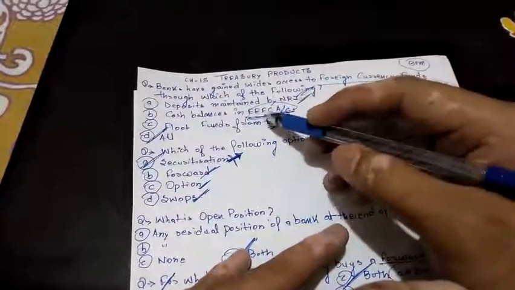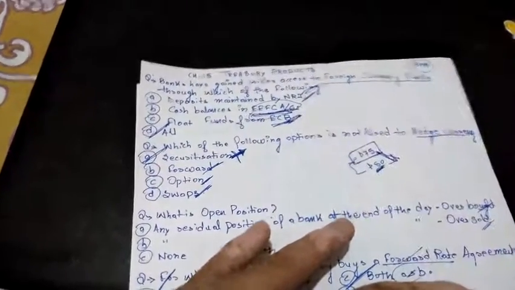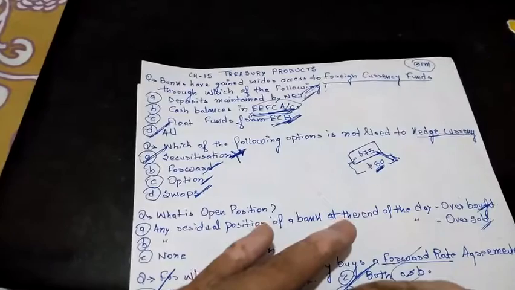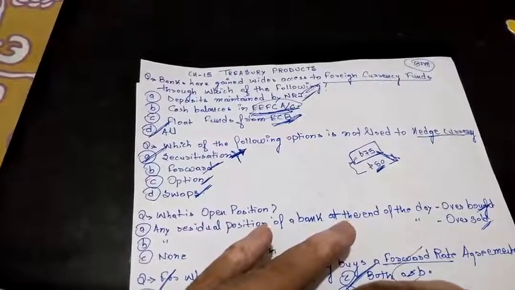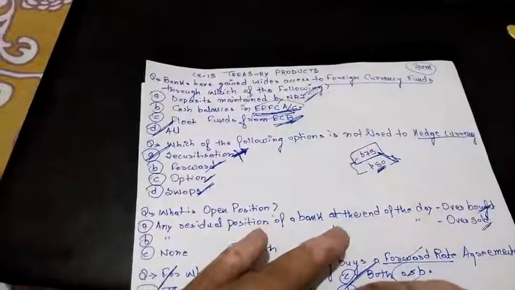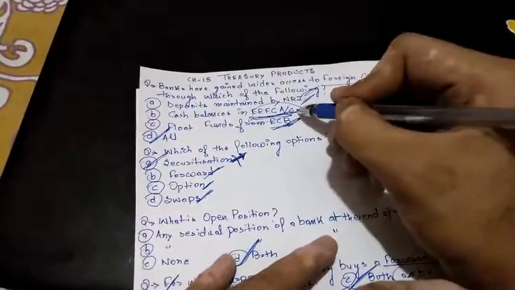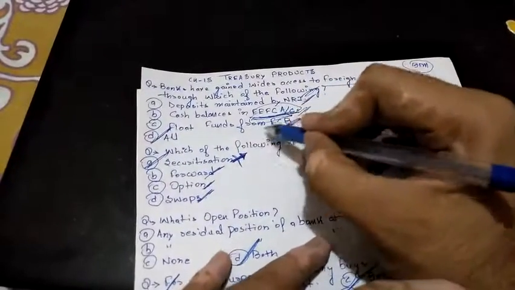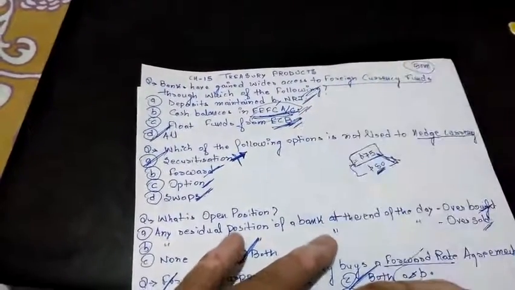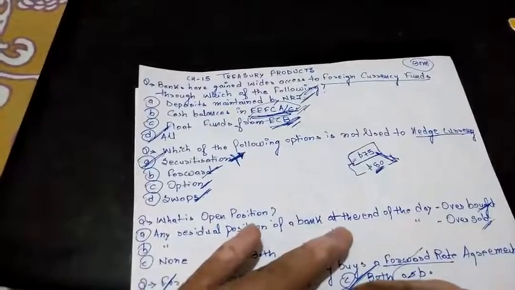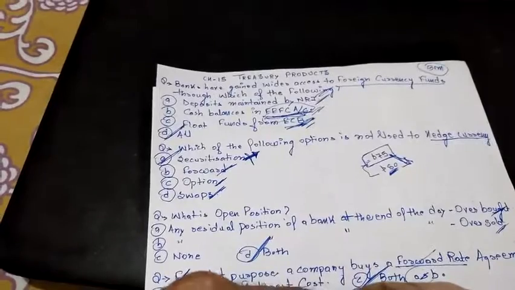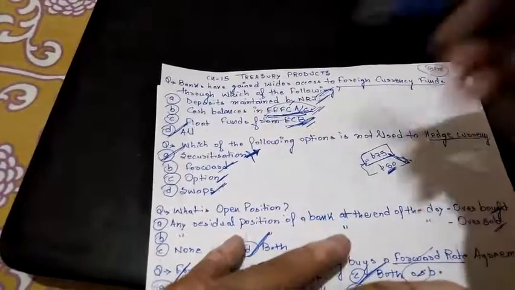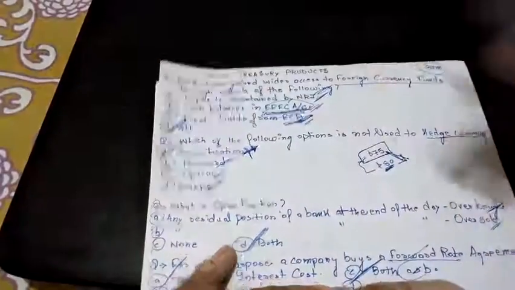Next, cash balances in the EEFC account. What is an EEFC account? It is the Exporters Earner Foreign Currency account. If someone exports, they earn in foreign currency, so they keep that foreign currency in that EEFC account. So that is cash balances in the EEFC account. This is also included. Next, float funds from the ECB. What is ECB? ECB stands for external commercial borrowing. So whatever funds come in the form of a loan, that is also counted in the foreign currency funds. So the option is D.